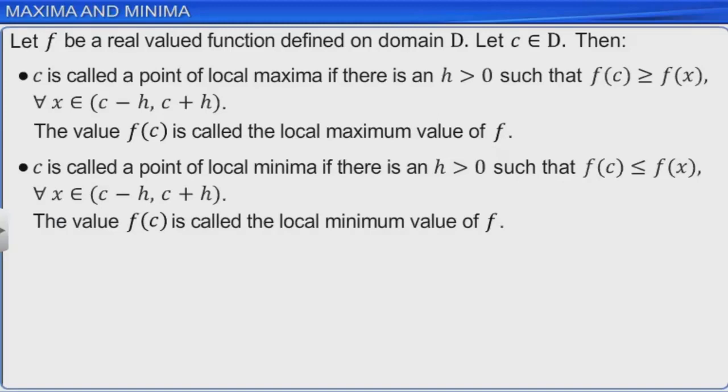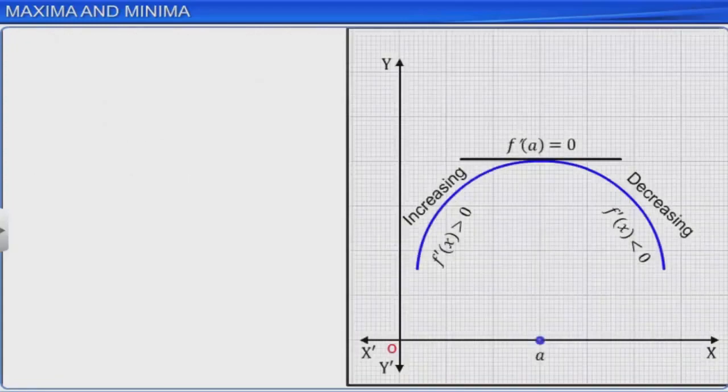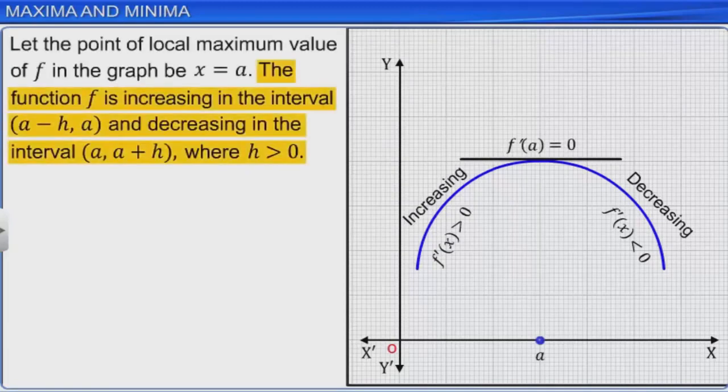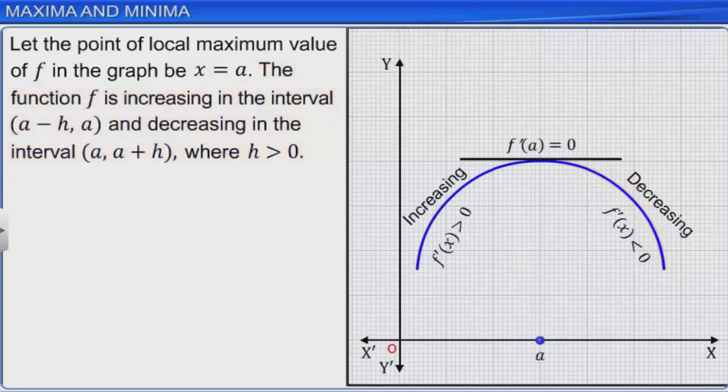Let the point of local maximum value of f be x equal to a. Then, the graph of the function f around a is as shown. Here function f is increasing in the open interval (a minus h, a) and is decreasing in the open interval (a, a plus h), where h is a small positive number. We have the derivative of the function at a equal to 0.